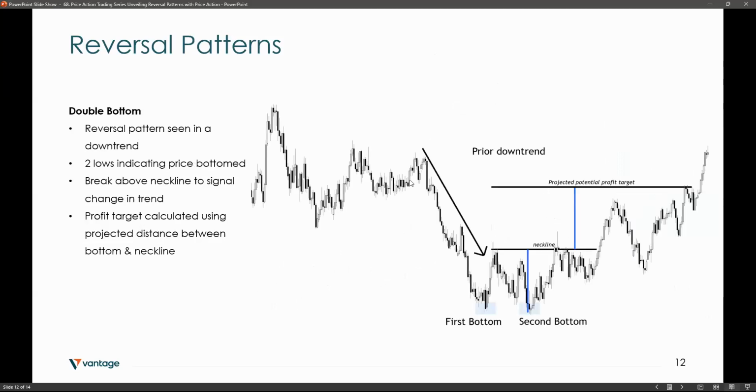Now let's take a look at the double bottom. For a double bottom to be formed, we need a prior downtrend to be established, so again, clear lower lows and lower highs. The previous move has to be in a bearish market structure. And what happens following that? Usually in this area, price will start consolidating and forms a new structure here. So we have the first bottom. The first bottom is the rejection, right?